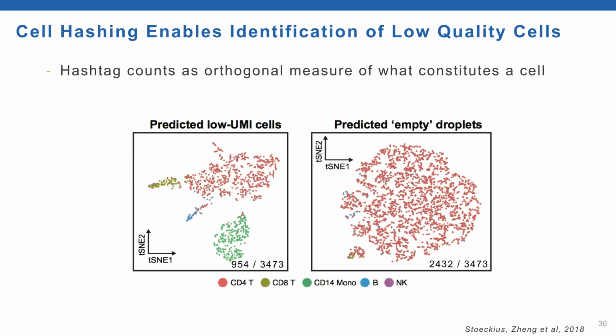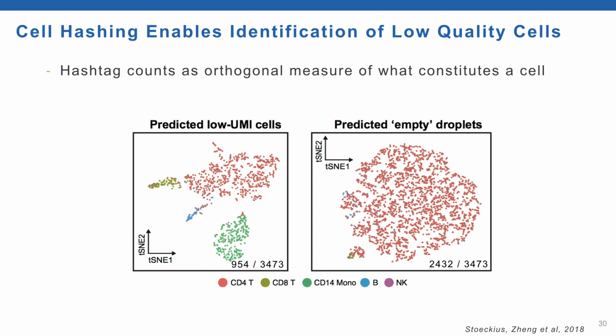And finally, cell hashing is also really useful in that it enables the identification of low quality cells. So we use the hashtag counts as an orthogonal measure of what actually constitutes a cell. You can imagine if you have a cell that's really poorly expressing RNA, it's still got a membrane that's still full of surface proteins, and we use antibodies directed against a cocktail of highly expressed cell surface markers, and currently we use beta-2 microglobulin and CD298 mixed together and labeled with hashtags.